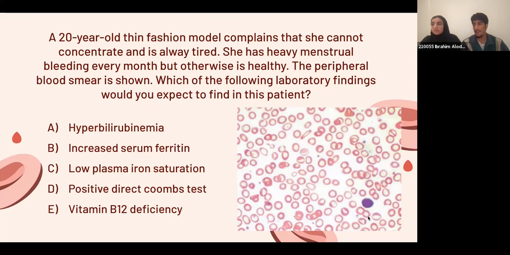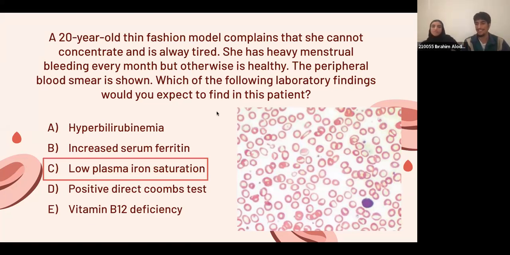What do you guys think? C. Okay, majority C's. That was fast. The answer is C. So this is a very basic, straightforward iron deficiency anemia question. It's a thin young woman with heavy menstrual bleeding, so she's losing iron.